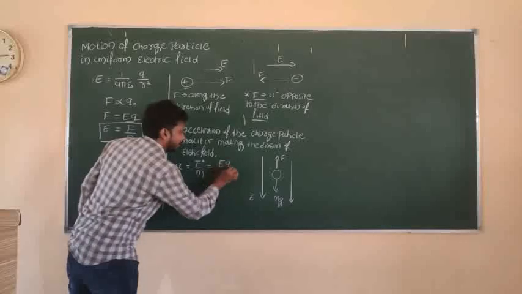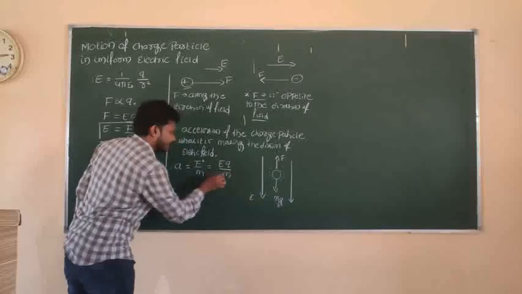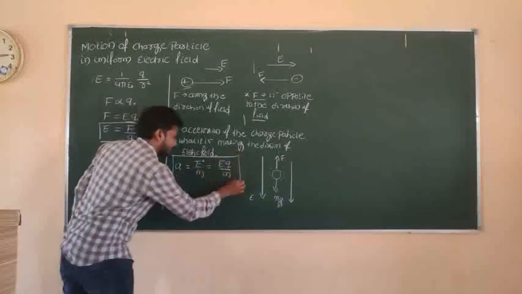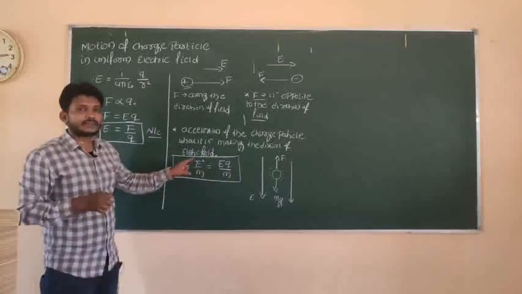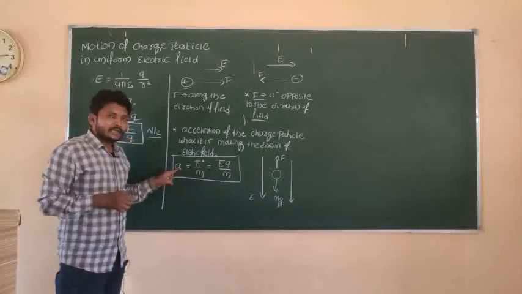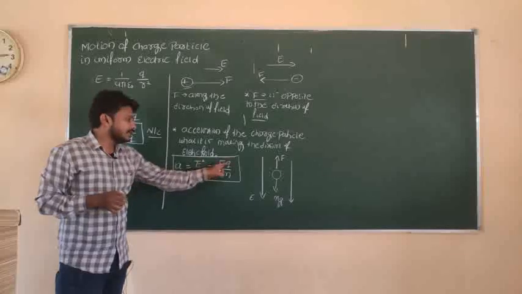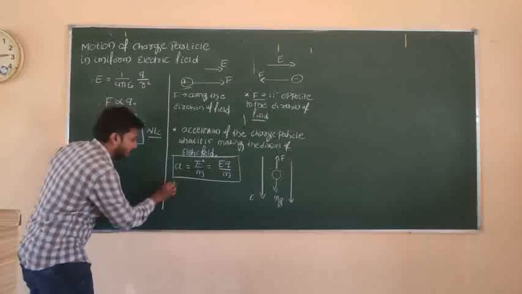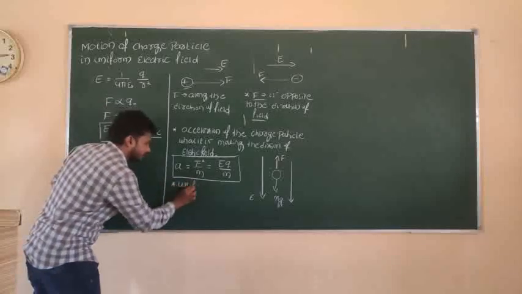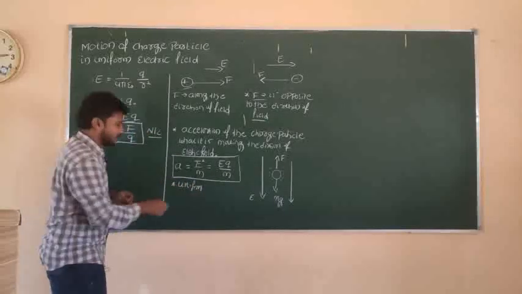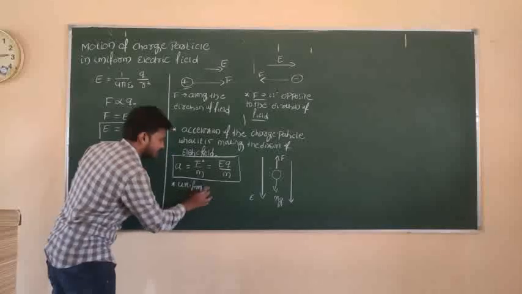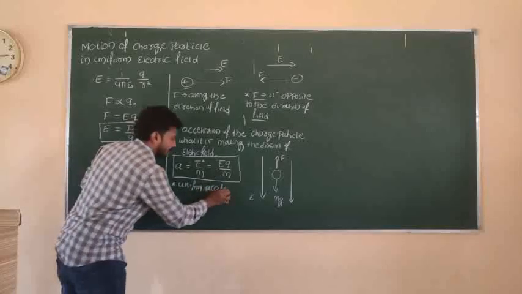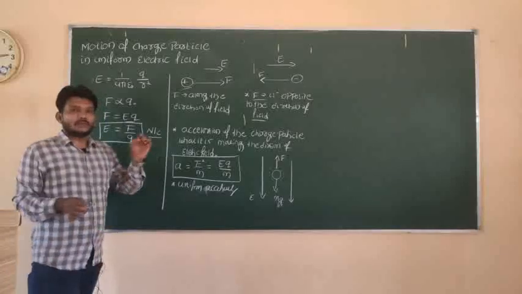So acceleration is E into Q divided by m. What is the equation for acceleration of the charge particle here? Acceleration of the charge particle is E into Q by m, and this acceleration is constant or uniform acceleration. So this acceleration of the charge particle is uniform acceleration.